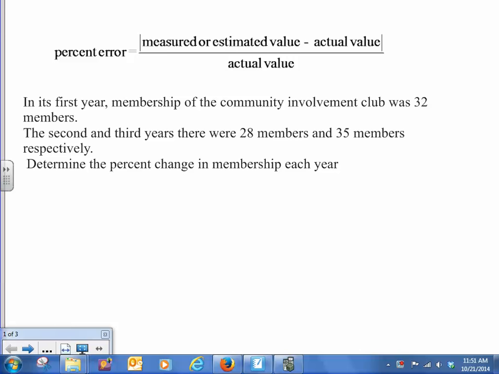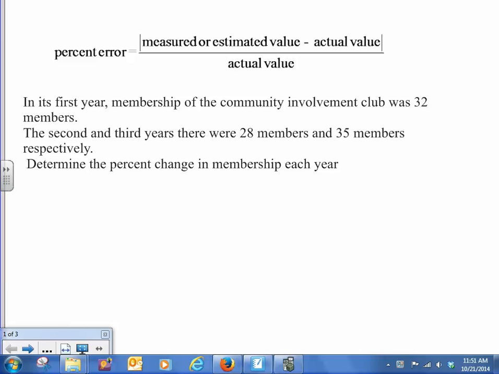a percent change occurs when the original amount changes, and the change is expressed as a percentage of the original amount. There are two possibilities for percent change: percent increase or percent decrease. Percent errors occur when making measurements or estimations. So it's kind of the same thing.